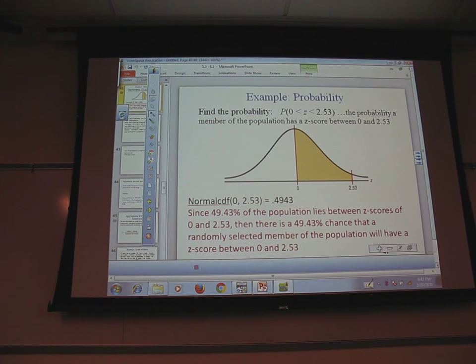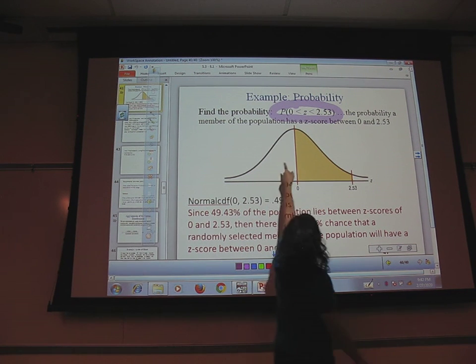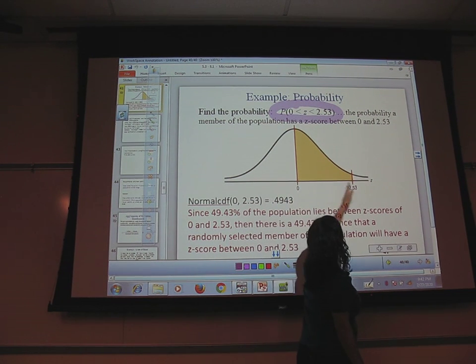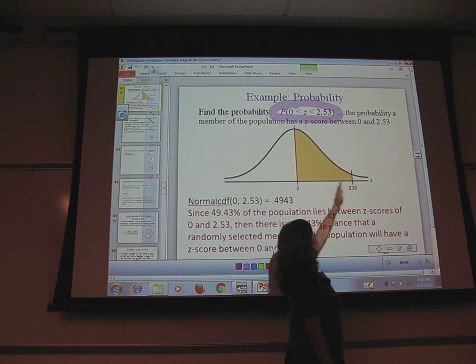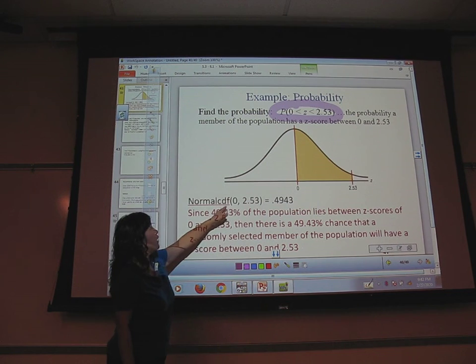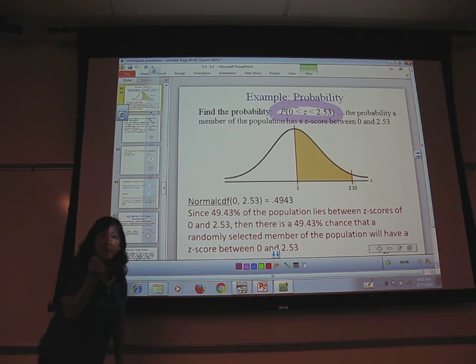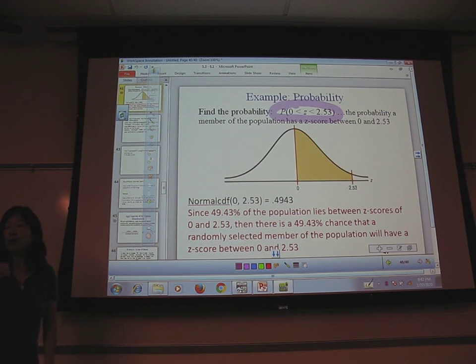Here's another example you might get. Find the probability that z is between 0 and 2.53. That means the z-score is between 0 and 2.53. A z-score of 0 goes right here, positive 2.53 somewhere on the positive side. So what would you do? Normal CDF of 0, 2.53. It's going to give you 0.4943. That means that 49.43% of the population lies between a z-score of 0 and 2.53.